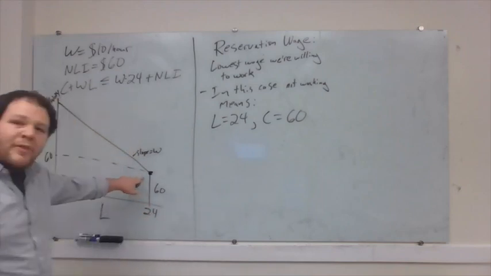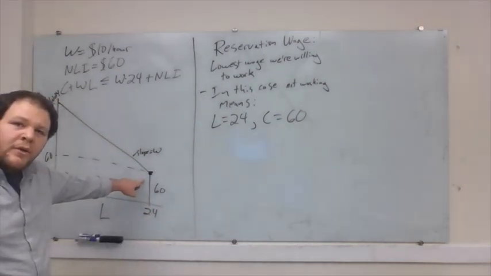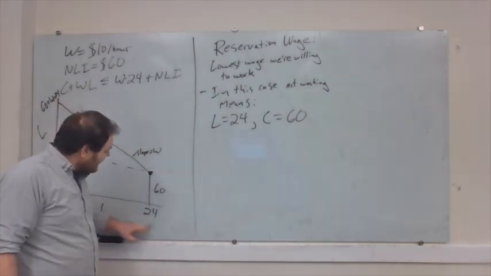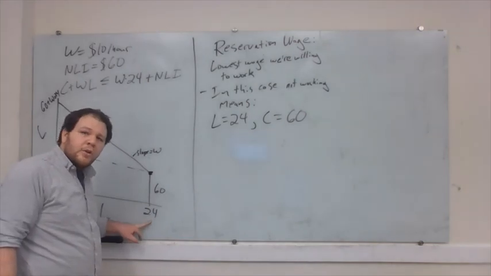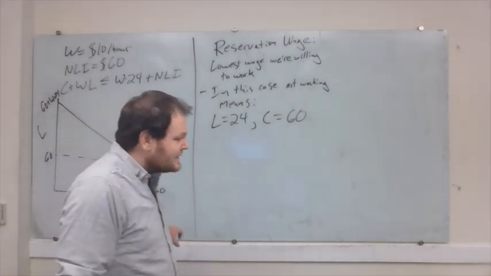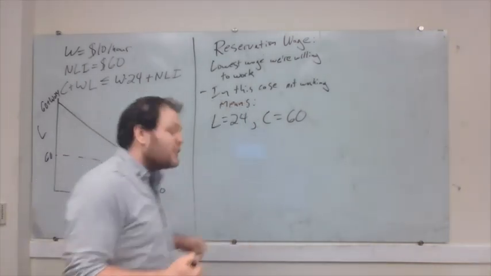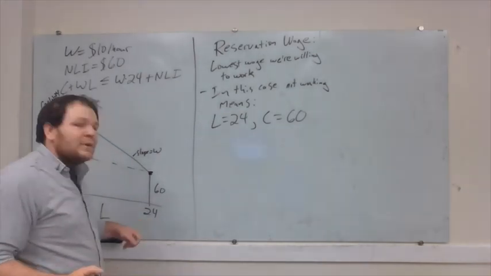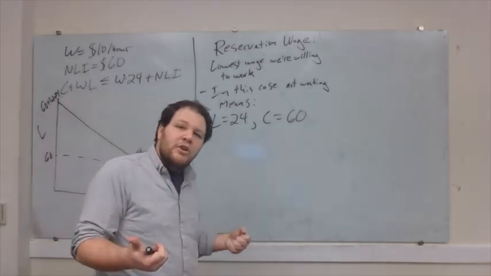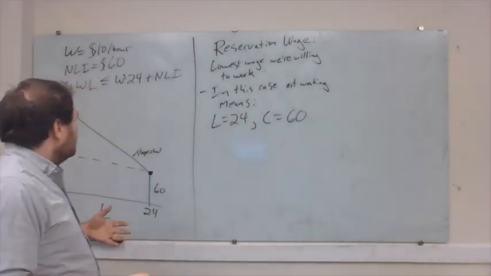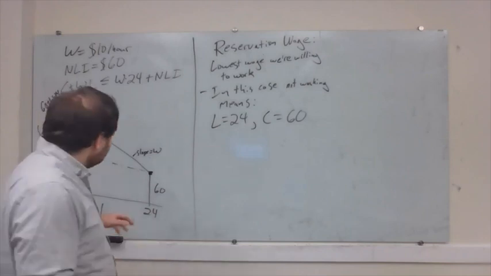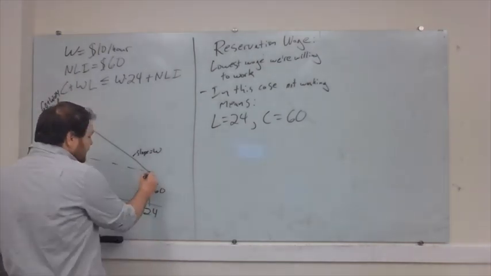So if we want to figure out whether it's going to be worth it to us to work, we should ask the question, is the 24th hour of leisure worth more or less to us as leisure than it would be if we converted it into consumption, if we decided to work? So how we're going to answer this is by figuring out our marginal rate of substitution at this point.